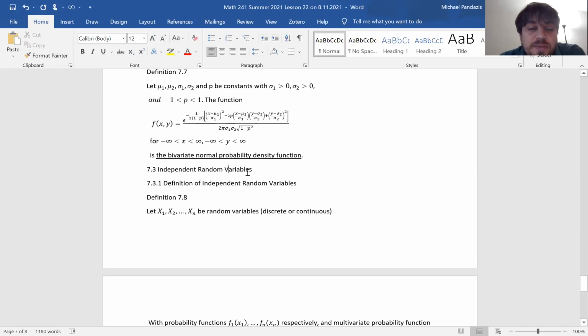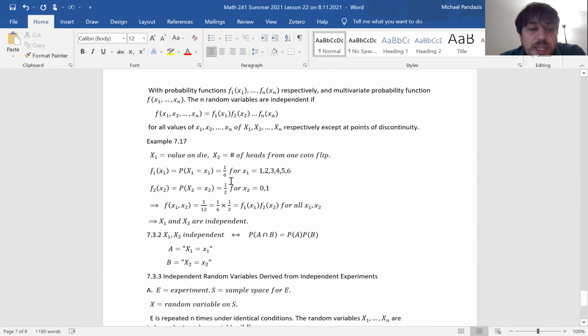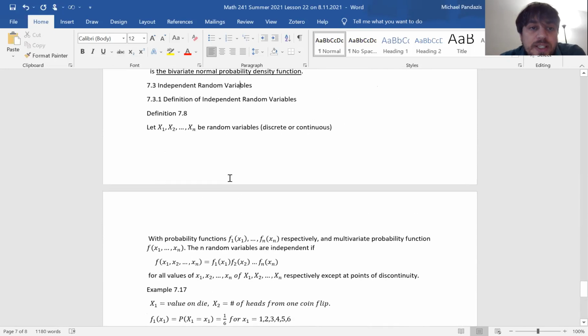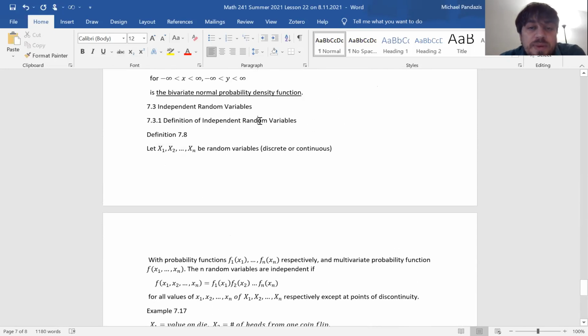7.3 is on independent random variables. This is the last page. Okay. Definition of independent random variables.